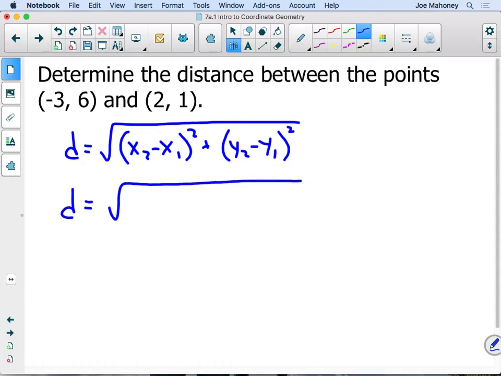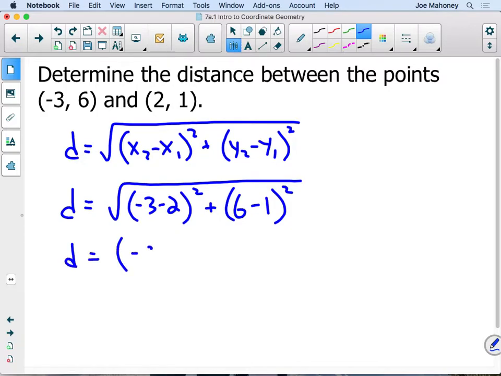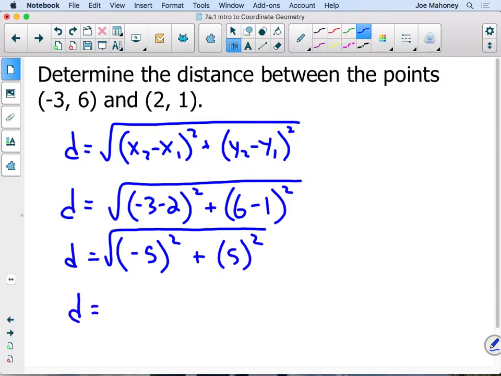So I'm going to take my two x values and subtract them. Negative 3 minus 2. And I'm going to square that. I'm going to take my y values and subtract them. And I square that. So that gives me negative 5 squared and positive 5 squared. The reason why I'm writing it down so tediously like this is because I want you to make sure that you know that the square of negative 5 is positive 25.